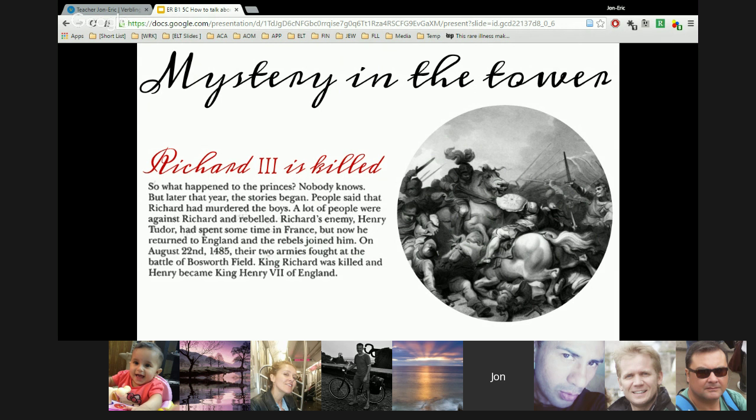22nd, 1485, two armies fought at the Battle of Bosworth Field. King Richard was killed and Henry became King Henry VII of England.